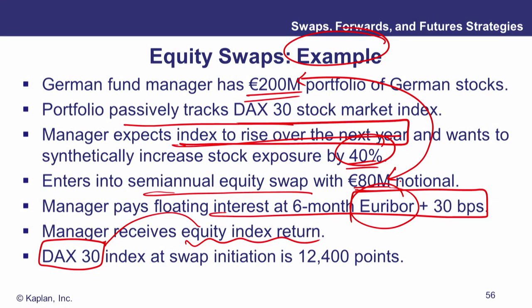And why are they doing this? Well, they're doing this because they want to gear into a portfolio that they are bullish on. They want to enhance their returns during periods of good returns, and enhance their exposure in times of good returns. Now, the index is currently at 12,400 points. That's going to act as a reference value, if you like, a reference price when we consider returns later on.